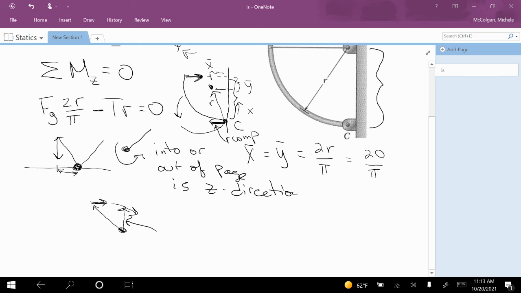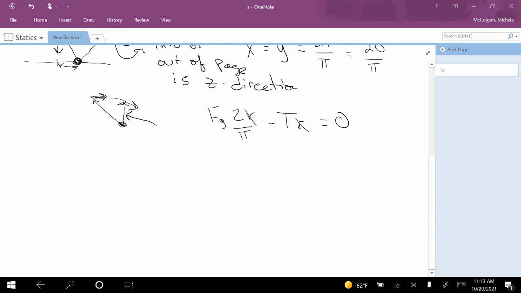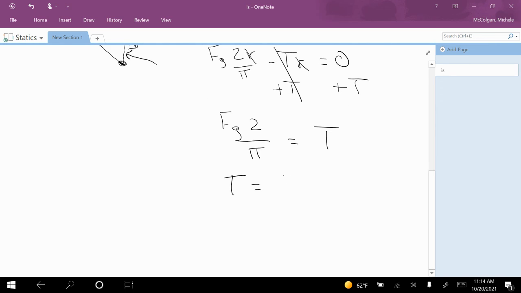So I can plug in for this. My FG times 2r over pi minus TR equals 0. Now I can cancel my r's because they're in both components, and I can solve for T. I add T to this side, add T to this side, and cancel them on that side. So FG times 2 over pi is equal to T. Plugging in, T is equal to 2 times 8, because we're told the weight, over pi. And that's how we get T equal to 5.09 pounds.